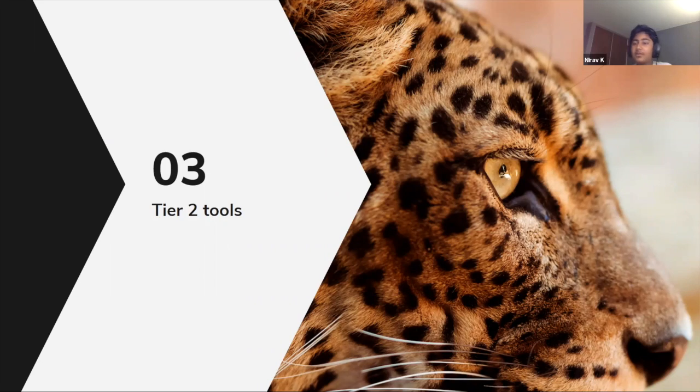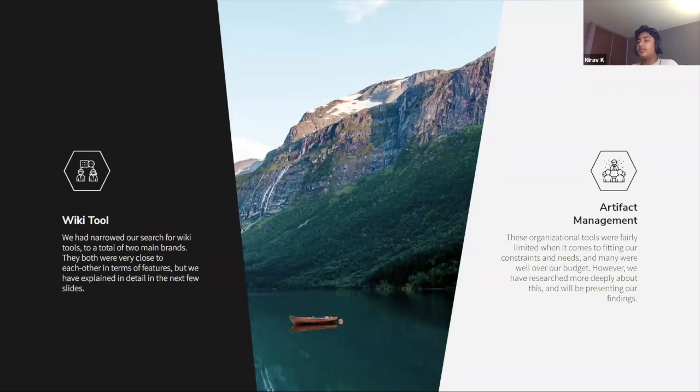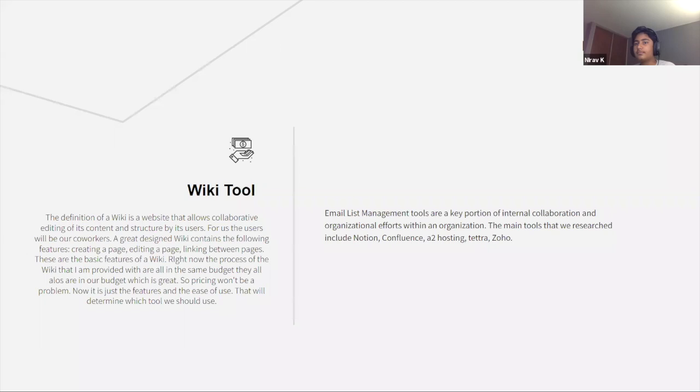All right. I'll be talking about the second tier of tools, and the two main tools that we researched about were the wiki tools as well as the artifact management tools. So, for the wiki tool, we had narrowed down our search to a total of two main brands. They were both very close to each other in terms of features, but we've explained in detail in the next few slides why they're a little different.